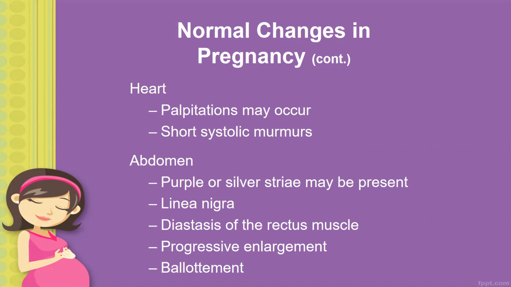With the respiratory system, we're going to see increasing levels of progesterone causing an increased volume of air, decreased airway resistance, increased anterior-posterior diameter, and thoracic breathing, which occurs as the uterus enlarges. In the GI system, usually because of progesterone, you're going to see delayed gastric emptying and decreased peristalsis, which can lead to constipation for pregnant women.